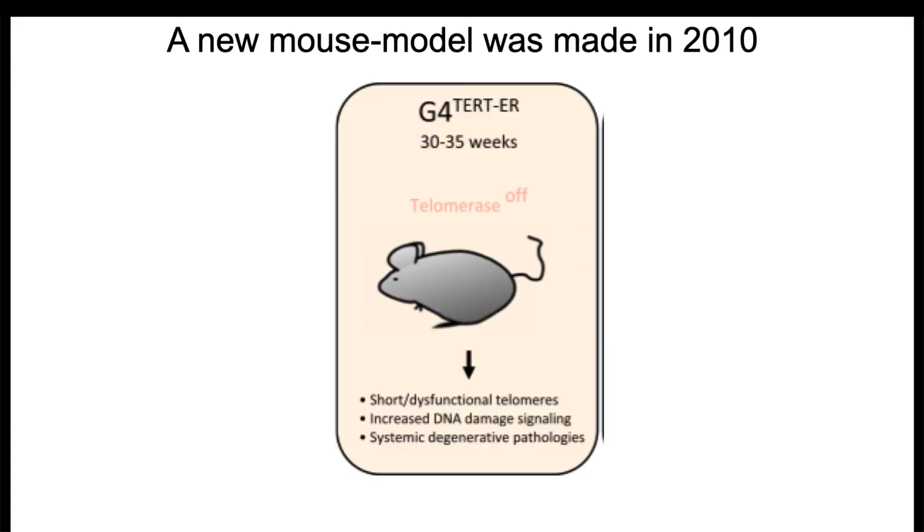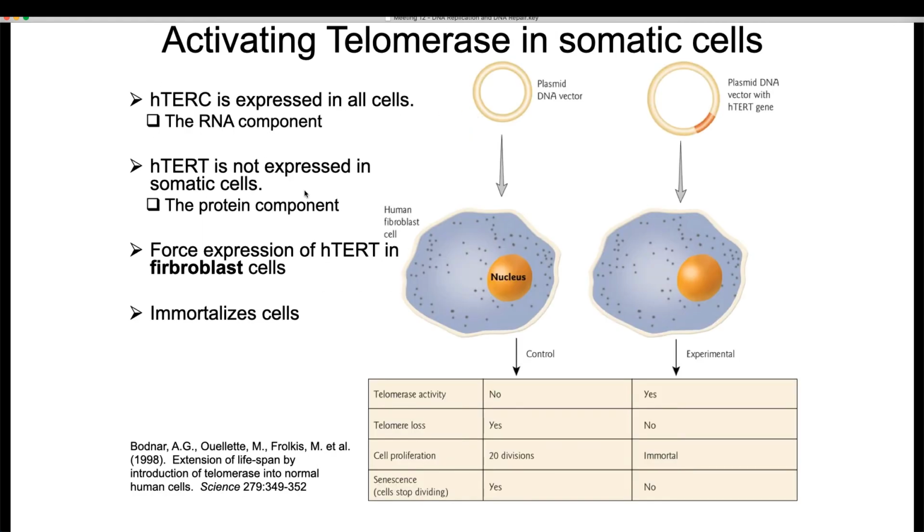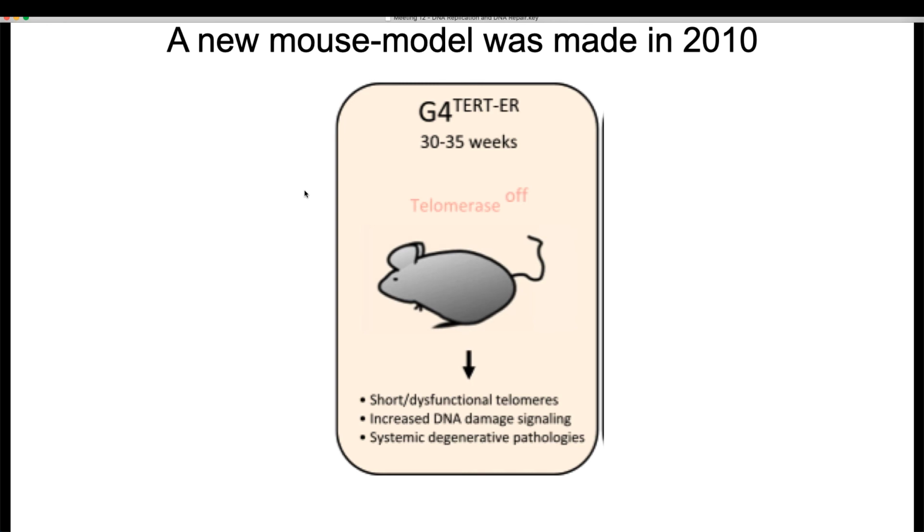Well, there was a really cool experiment done in 2010. And what researchers did is they took a mouse line and they created it such that the gene that encodes TERT, okay, the protein component of telomerase, was under the control of a new promoter, a promoter that is inducible via a drug. Okay, this is important. So now we have a line of mice where we can artificially turn telomerase on and turn telomerase off.